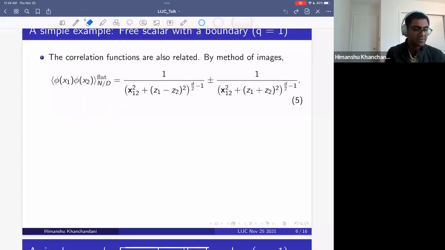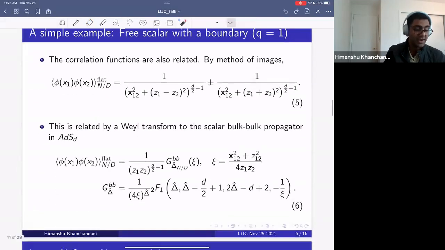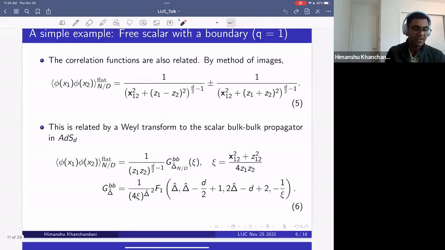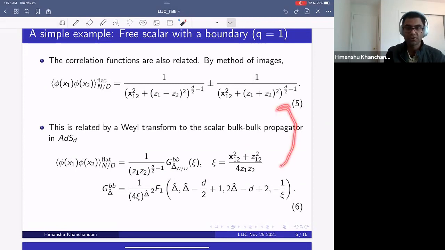Then you can also see that the correlation functions are related. On flat half space, for Neumann and Dirichlet boundary conditions, the correlation function is just given by the usual 2-point function plus the image term, just by the method of images. In AdS, though, the 2-point function of a scalar is given by the bulk-to-bulk propagator, which has this expression in terms of 2F1. But if you plug in the value of Delta to d/2 or d/2 - 1 for Neumann or Dirichlet boundary condition, you will get exactly this 2-point function.